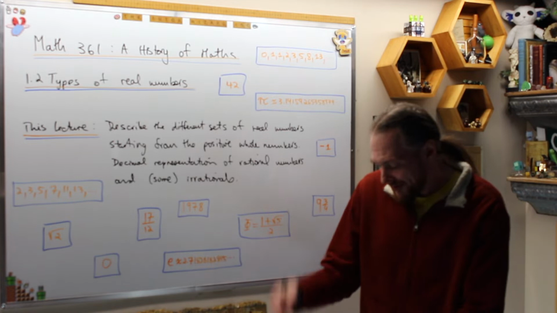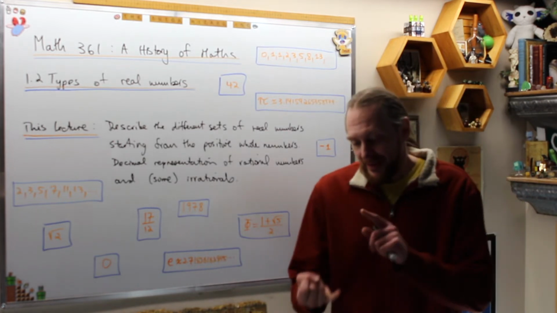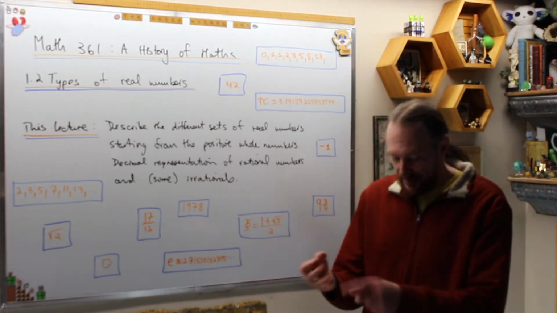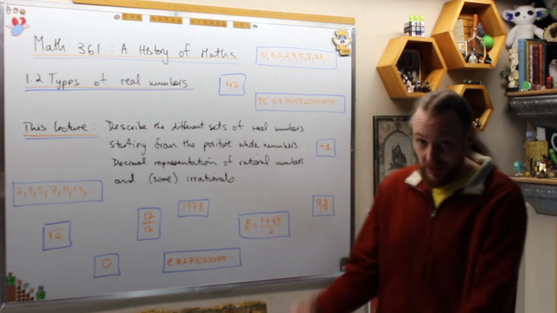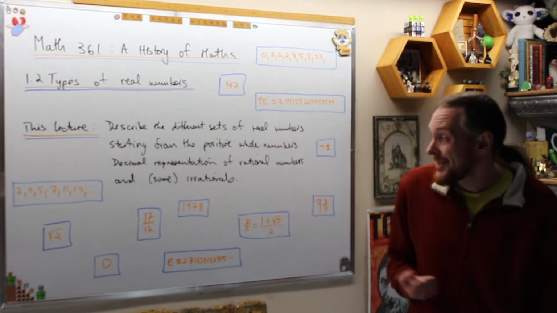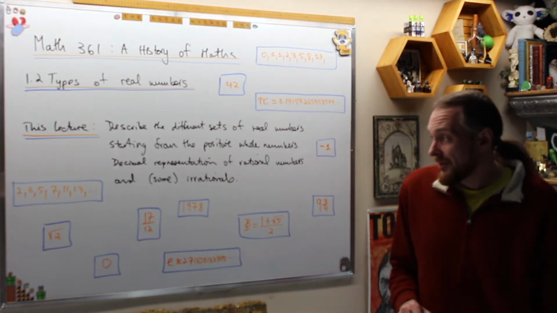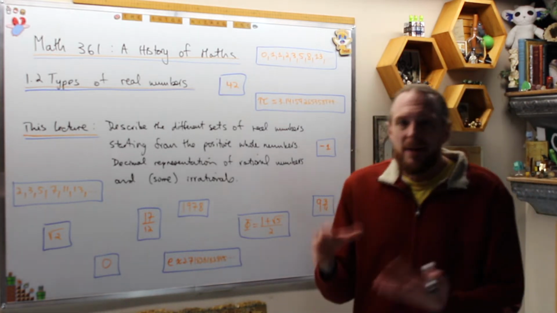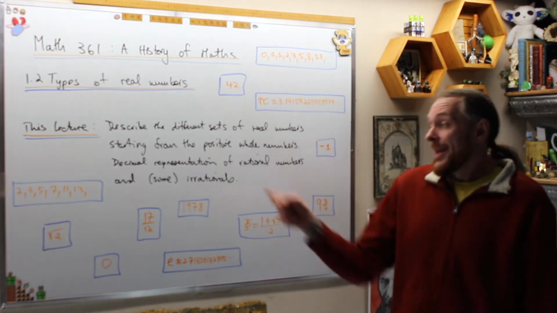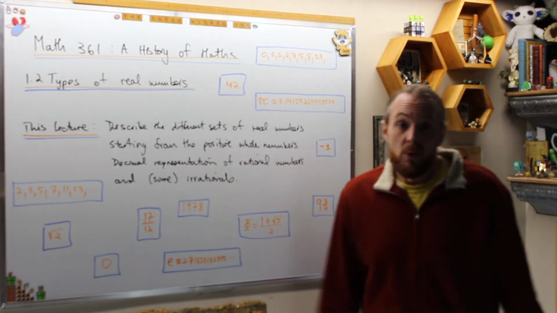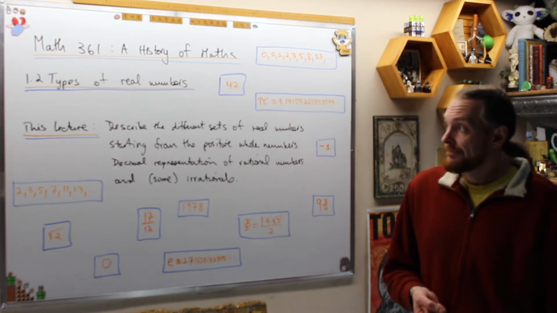We've done background in the lectures on what set notation is and the basic union and intersection operations and subsets, etc. So I'm going to talk about those freely here, but we'll describe the different sets of real numbers, starting from the positive whole numbers, and then we'll give a way of manipulating and adding with fractions and getting the decimal representation of those, and then some of the more horrible irrational numbers. Let's get to it.